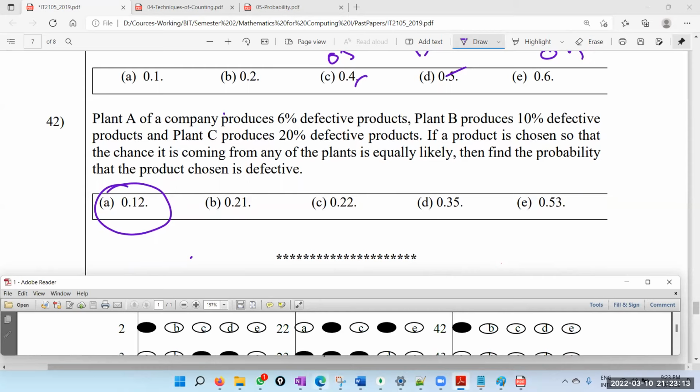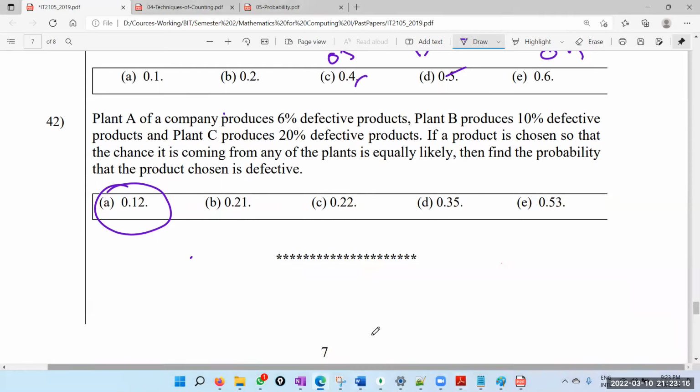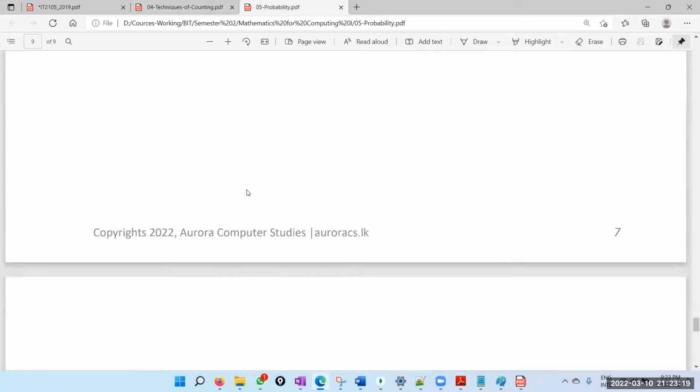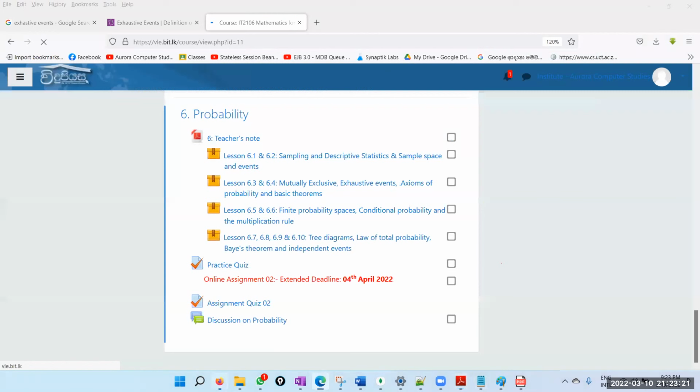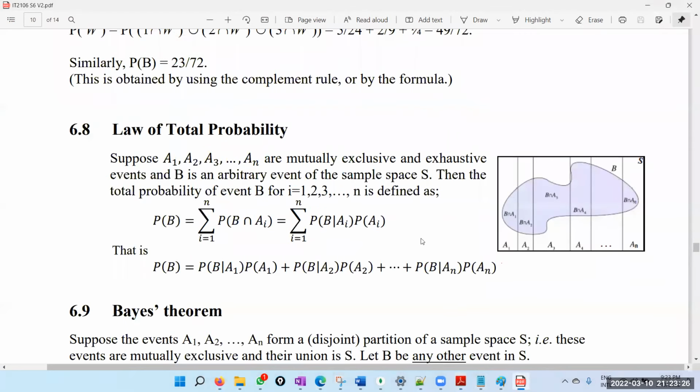So I will again show it. Total probability law. Total probability law means P(B) is P(B given A1) times P(A1) plus P(B given A2) times P(A2), and so on, as long as you have P(B given An) times P(An). So that is when we try to find out the probability of B. There you use total probability law. But Bayes theorem is something different.